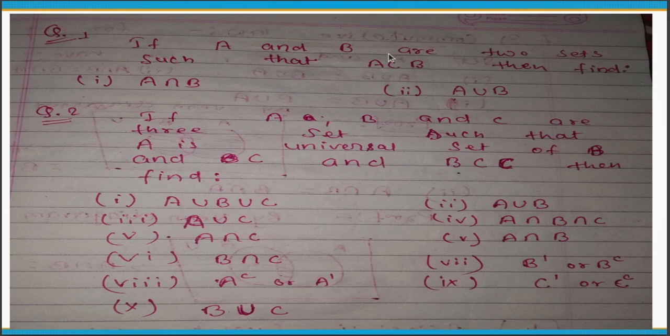Then A union B: since A is a subset of B, all elements of set A are contained in B, so A union B is equal to B. You can also solve this by a diagram. This is the answer for A and B. Here are the answers for the first and second, set A and set B.